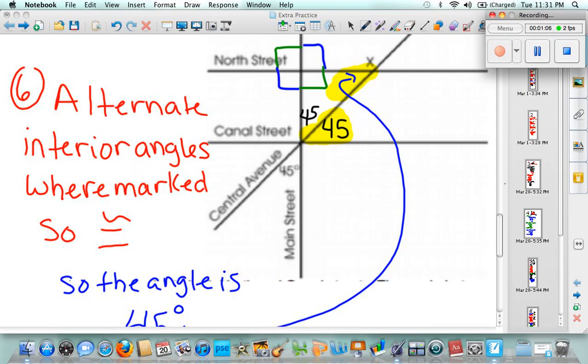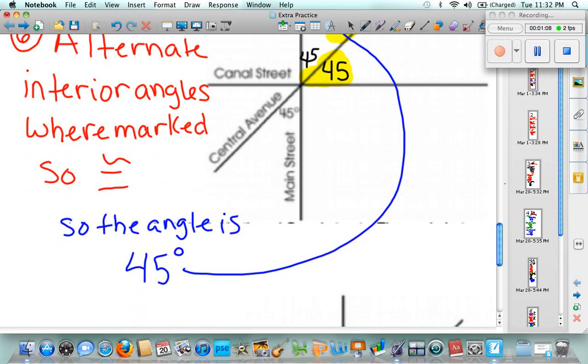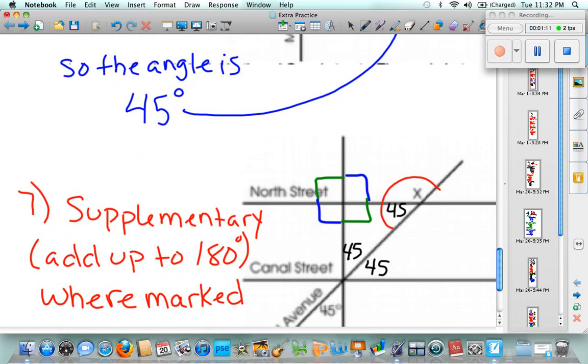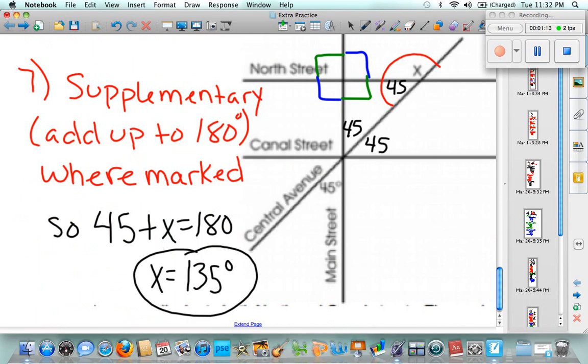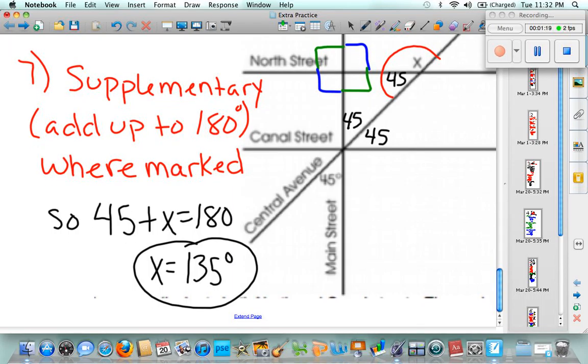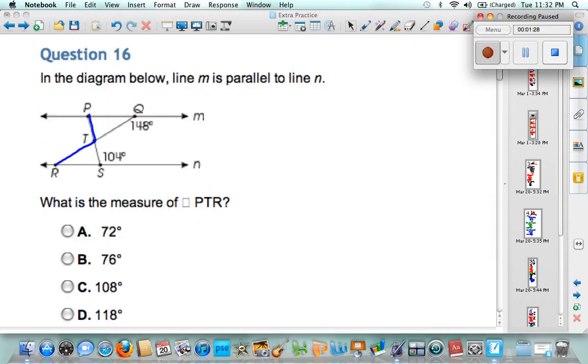Where I have highlighted, we've got alternate interior angles, so they are congruent. Okay, and then we've got supplementary angles where I've marked now. They're going to also add up to 180 degrees, so we get x is equal to 135. Make sure you pause this video and go back through if you have any questions. Also, make sure the information is written down.